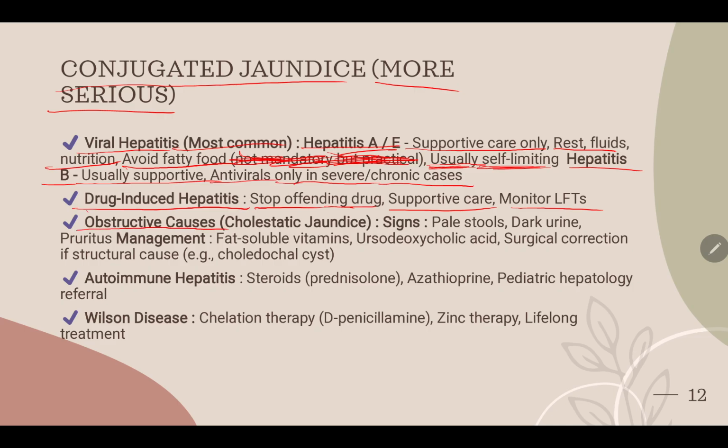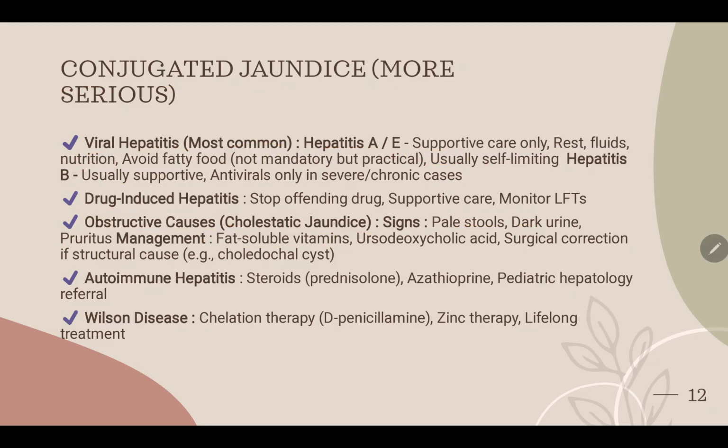Then obstructive causes, so cholestatic jaundice. Signs are pale stools, dark urine, and pruritus, the triad of obstructive jaundice. Then the management of obstructive jaundice is fat soluble vitamins, ursodeoxycholic acid, and surgical correction if it is a structural cause. So biliary atresia also you have to go for surgery. Choledochal cyst also you have to go for surgery.